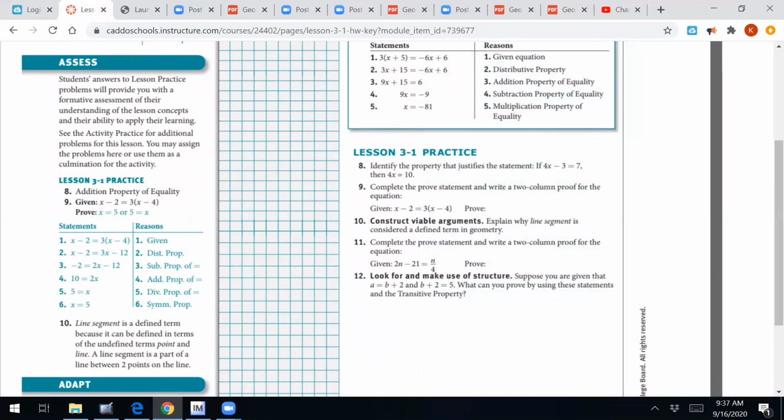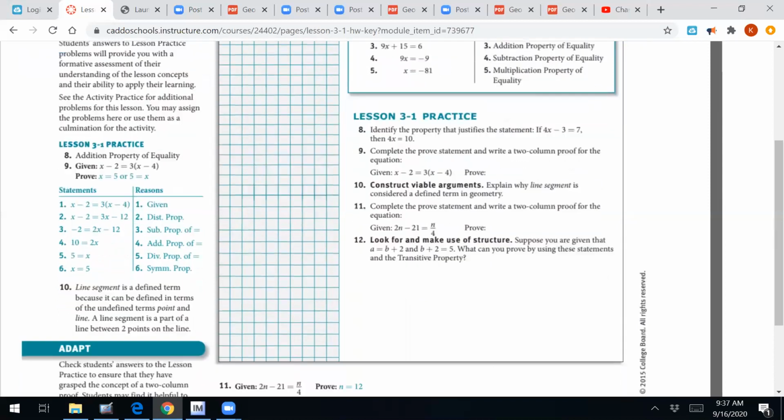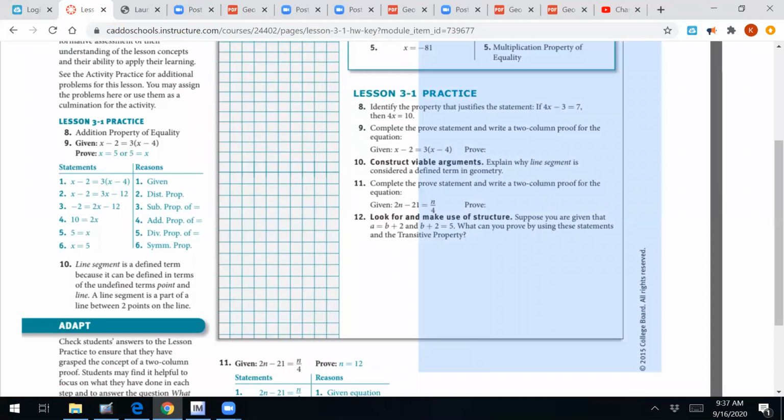So number 8 just said identify the property that justifies the statement. Okay, they add 3, right? So that would be the addition property of equality. Complete the prove statement and write a 2-column proof. That's over here on number 9. There's our prove statement, x equals 5, which is really how I want you to write them. I don't want you to write it as 5 equals x. I want it to be x equals 5. And then you can see that 2-column proof right here over to the left.